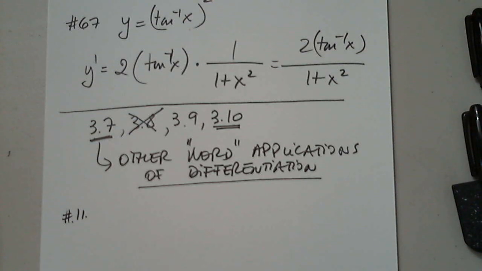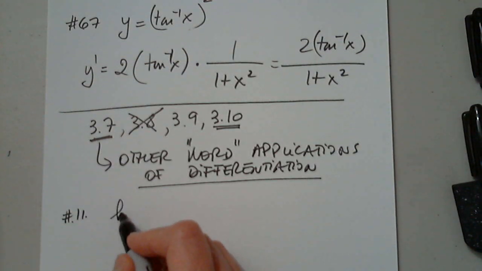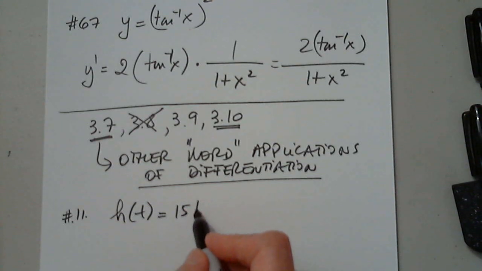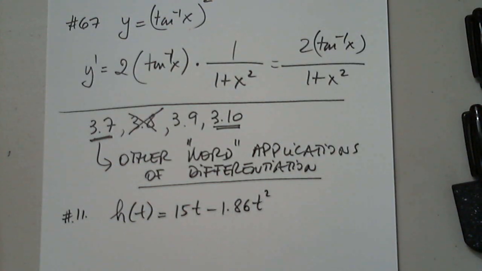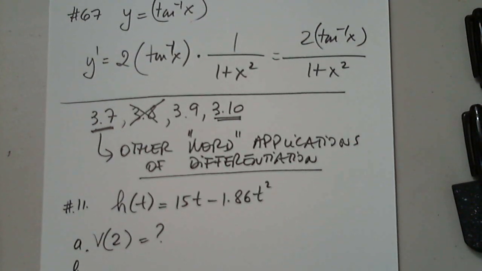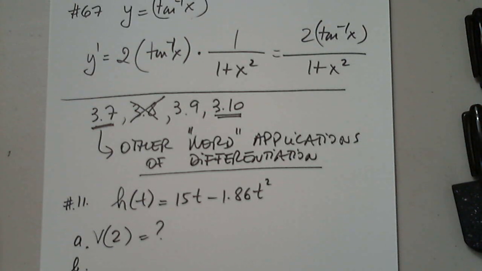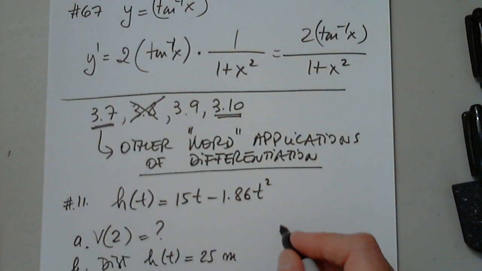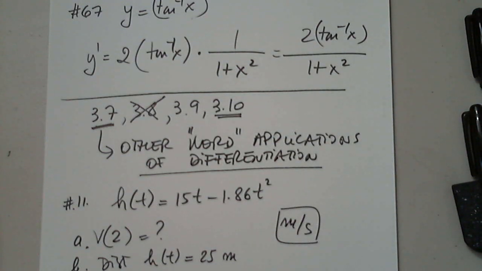If a rock is thrown vertically upward from the surface of Mars, it doesn't matter where, with velocity 15 meters per second, its height after t seconds, so we are given a function h of t, 15t minus 1.86 t squared. What is the velocity of the rock after 2 seconds? And part B, what is the velocity of the rock when its height is 25 meters on the way up and on the way down? Distance, h of t equals 25 meters. So we have meters per second, the velocity. Okay, perfect.